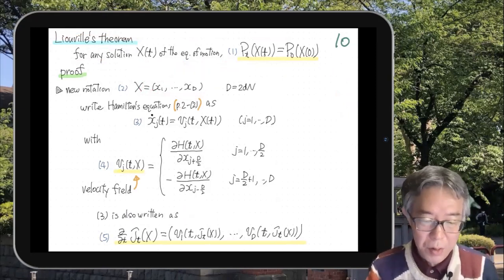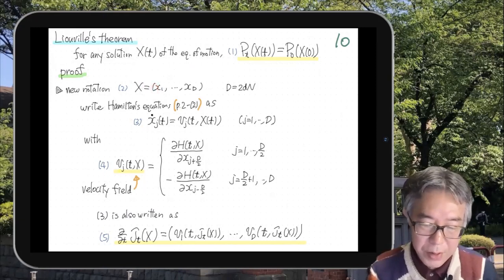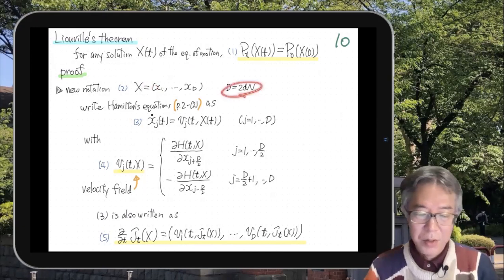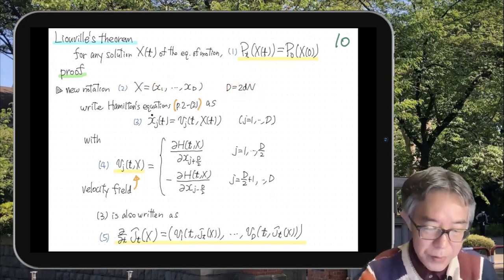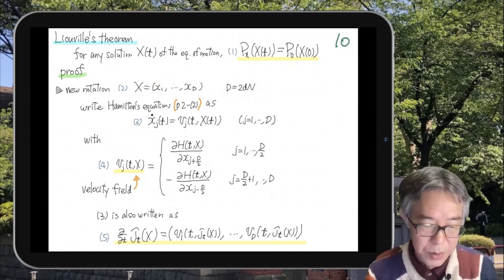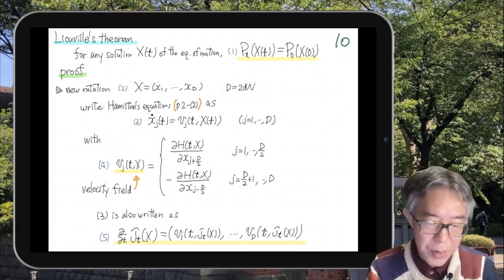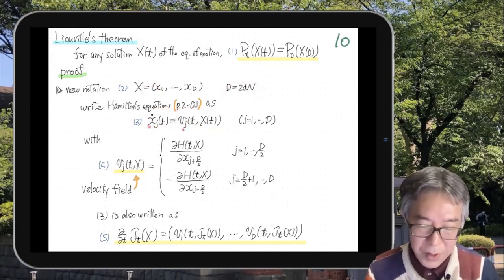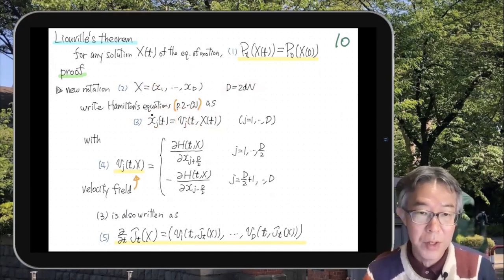I simply call the components of X lowercase x, x_1 to x_d, and this d is 6N. So actually, half of these are positions, and half of these are momenta. Okay, but anyway, this is simpler notation. And then I rewrite Hamilton's equation in this form. And this is quite easy. This x dot equals v, very familiar notation. But what is this v?